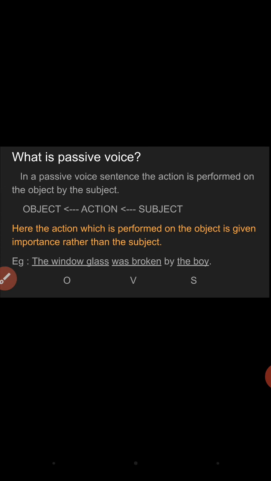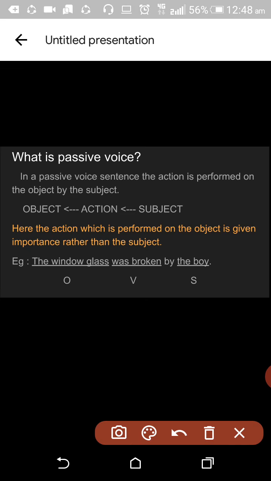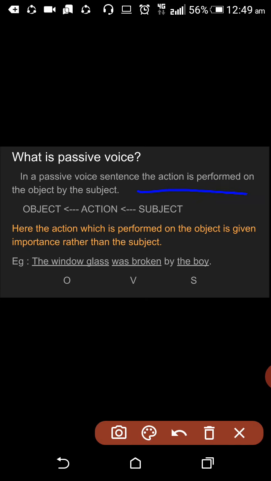Passive voice. What is passive voice? In a passive voice sentence, the action is performed on the object by the subject. See here, I have explained with an arrow mark. The action is performed on the object by the subject.